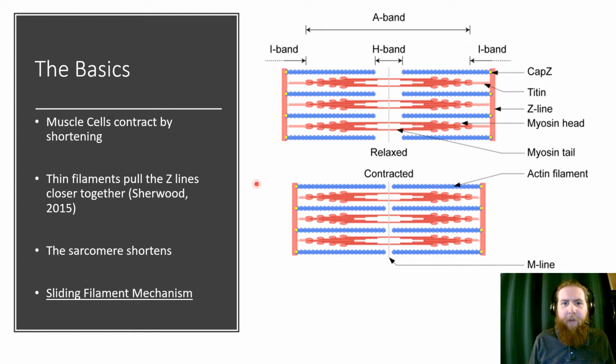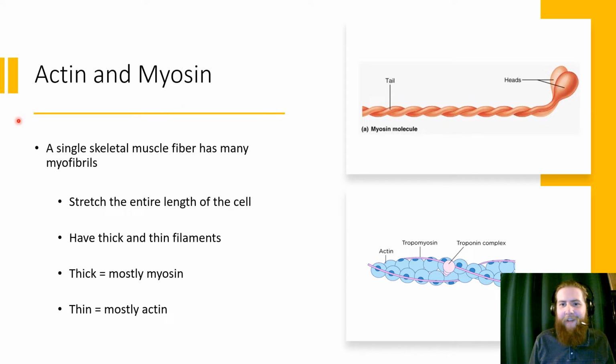And this sarcomere, this kind of functional unit in muscle cells, is going to contract. And this is called the sliding filament mechanism, because these filaments here are sliding in. So let's break that down a little further. We have to talk about actin and myosin. Actin's this one down here on the bottom, and myosin's this one here on the top.